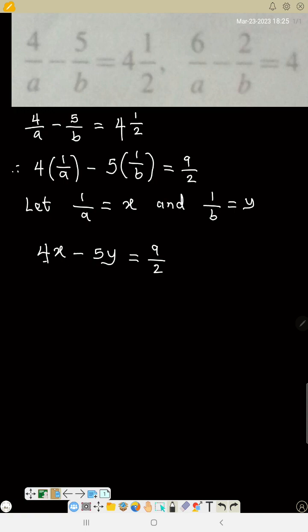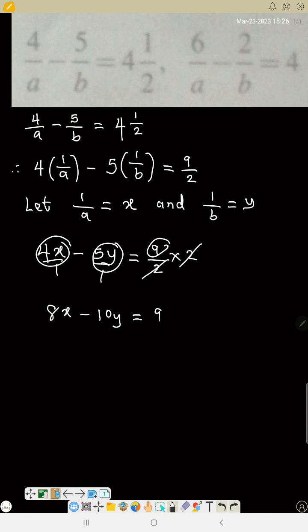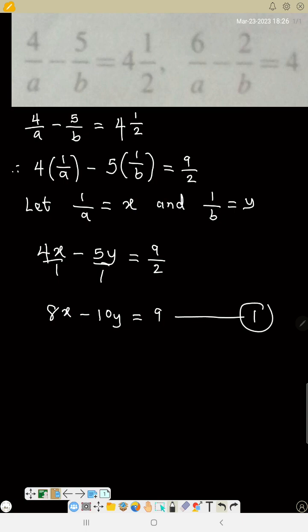So now multiply everything by 2 to remove that LCM. So this will be 8x minus 10y is equals to 9. That is 4 times 2 is 8, 2 times 5 is 10. So 9 over 2 times 2, it will remain 9. So this is my new equation now, let me call this my equation 1.